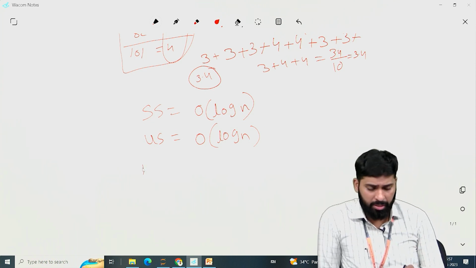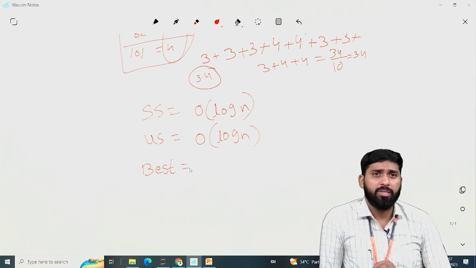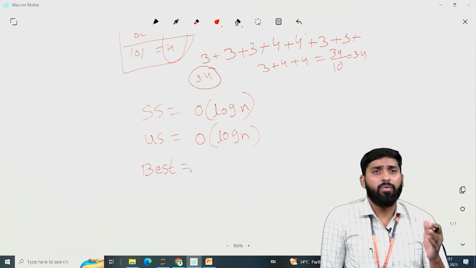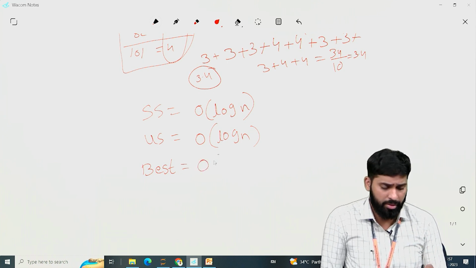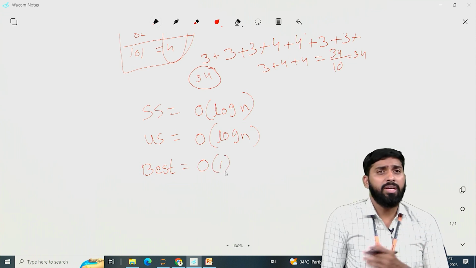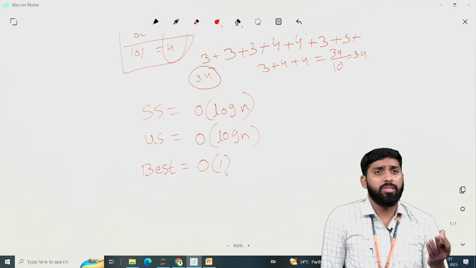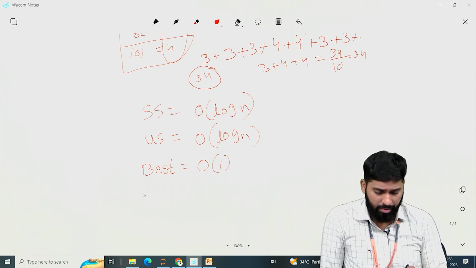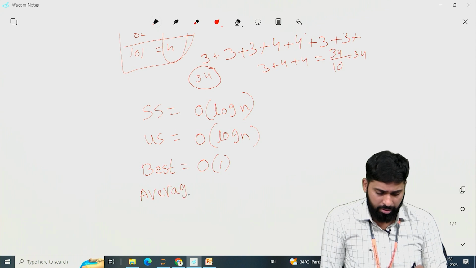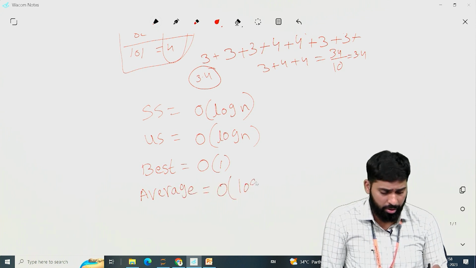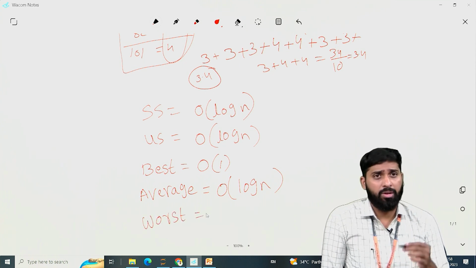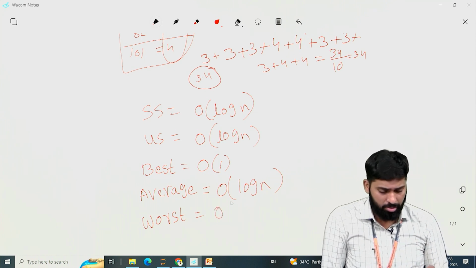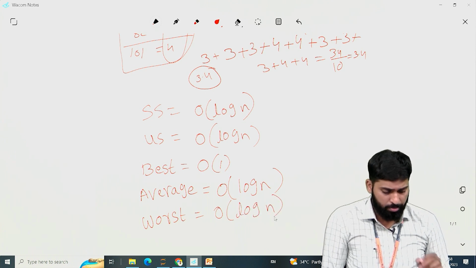Here, the best case. So, what is the best case? If the searching element is found in the first iteration, in the first comparison, the time complexity is expressed as big O of 1. That means in the first iteration only you get the searching element, that is A of mid. And for the average case, the time complexity is big O of log n. For the worst case, maybe the element is found in the last comparison or the element is not found in the list, then also the time complexity is big O of log n.